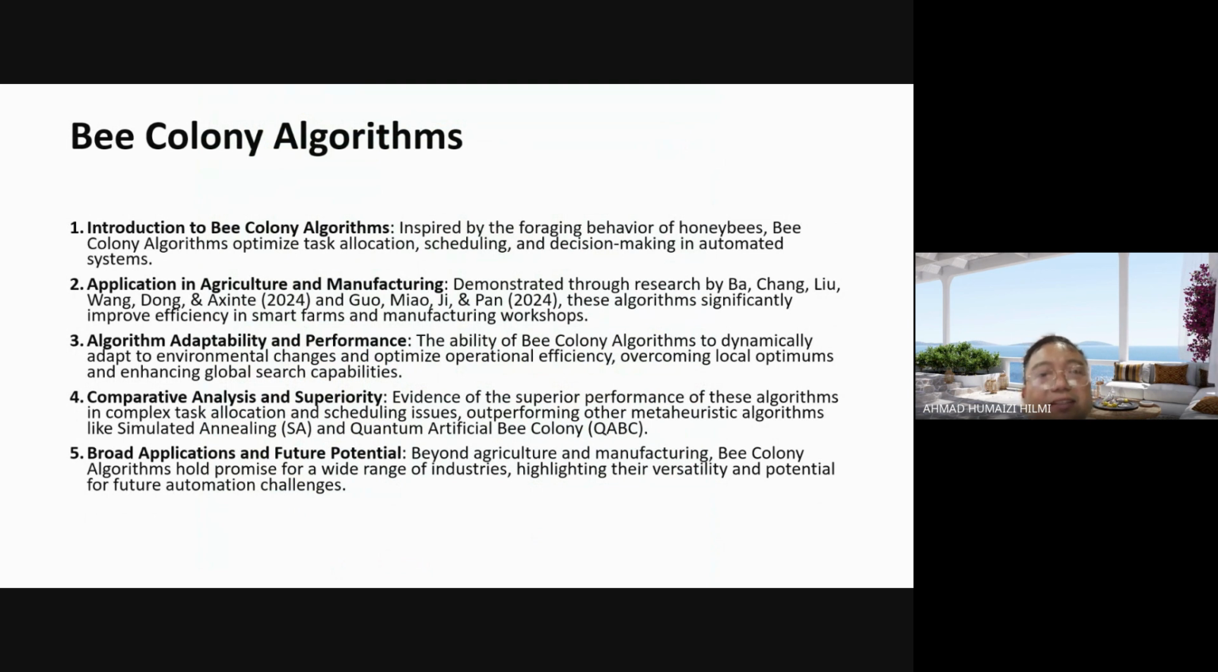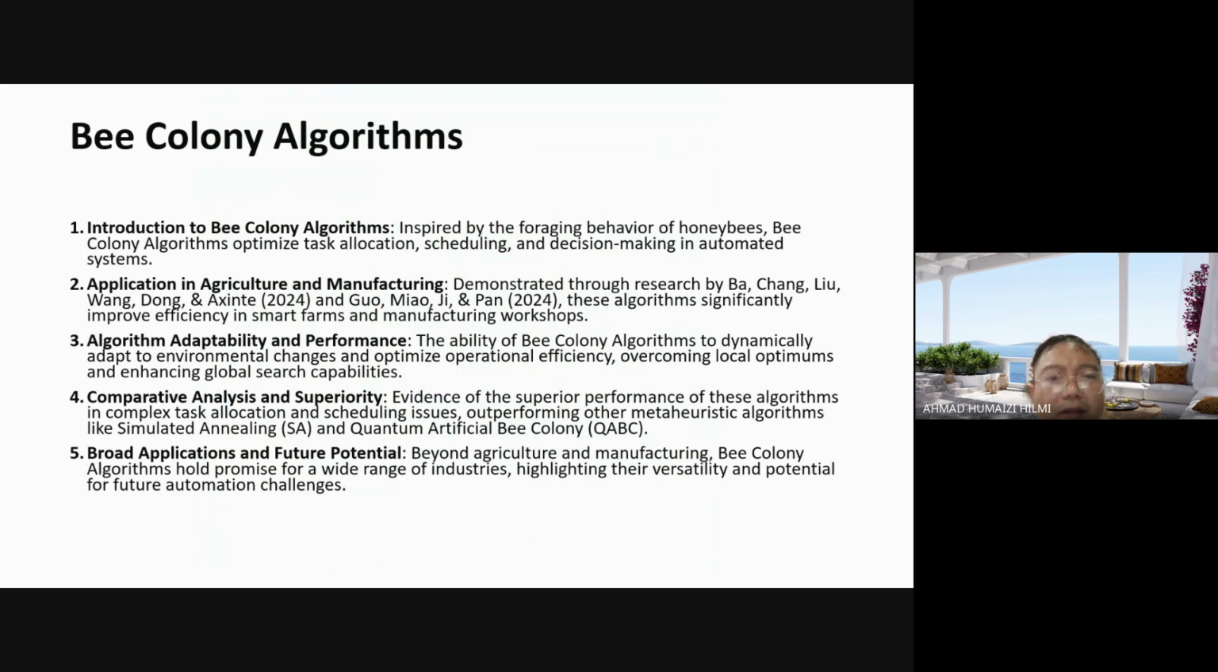Okay, so this is how the bee colony algorithm works, inspired by the foraging behavior of honeybees to optimize task allocation, scheduling, and decision making. Its application in agriculture and manufacturing was demonstrated by Ba Chang, Liu Wong, and Dong in 2024. This algorithm significantly improved efficiency in smart farms and manufacturing workshops.